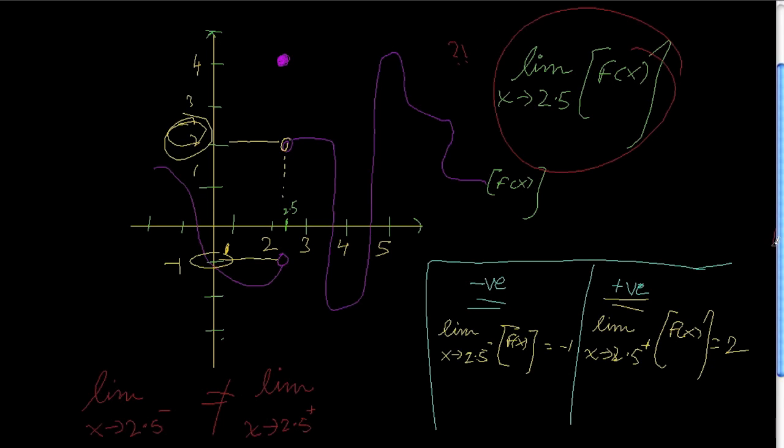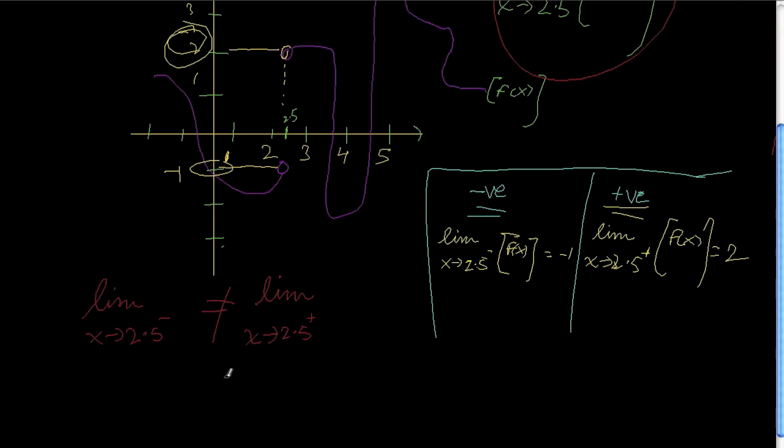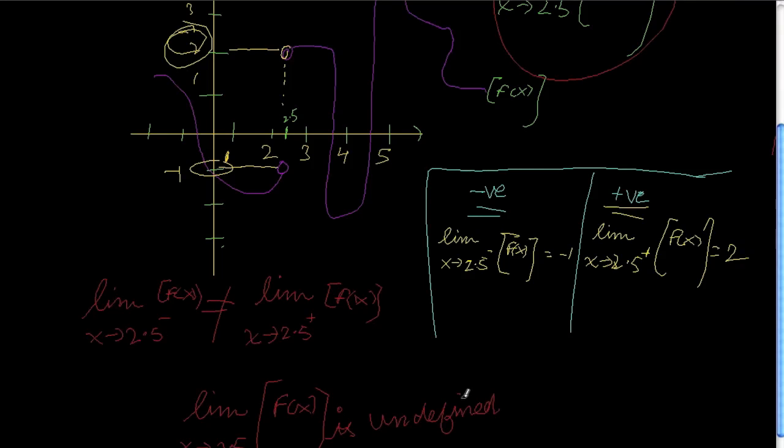So what is the answer to this question? Well, the limits are not equal. So we can say that the limit as x approaches 2.5 of f of x, and I should have specified f of x here also. I do these silly mistakes sometimes. This limit is undefined, or we can even say that the limit does not exist.